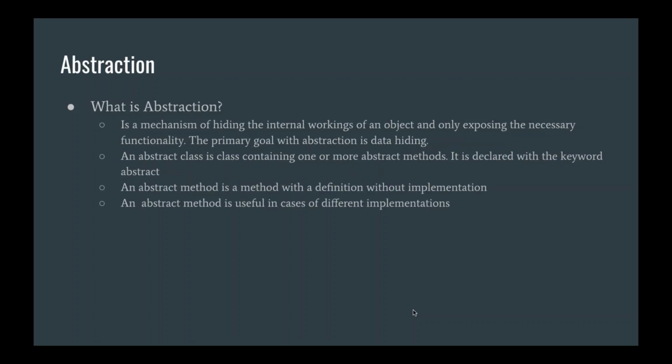So abstraction is the next one, as we discussed previously. So what is abstraction? It is a mechanism of hiding the internal workings of an object. So at this level, we only want to expose the necessary functionality. The primary goal with abstraction is data hiding. So we don't want to give you the details of what is happening here. We just want you to know that, do you want the dog to bark? Just call the method of dog bark, and it does that. As to how or where the voice comes from or how that happened, it doesn't matter.